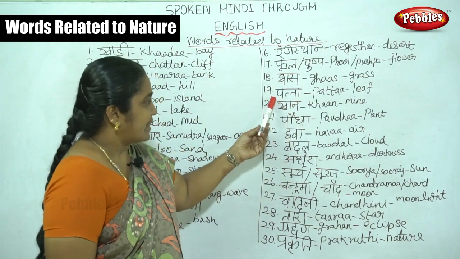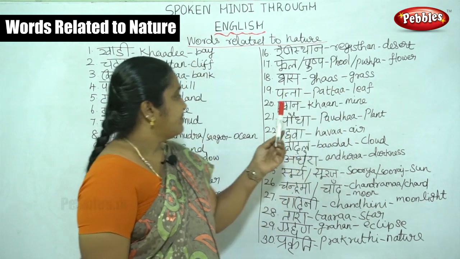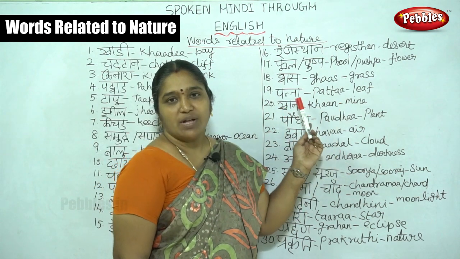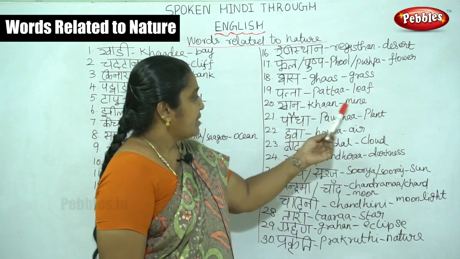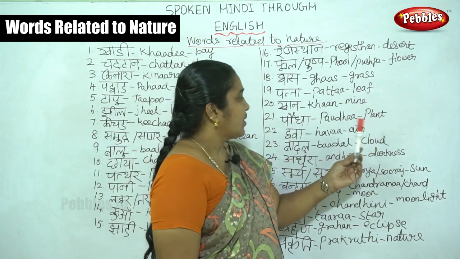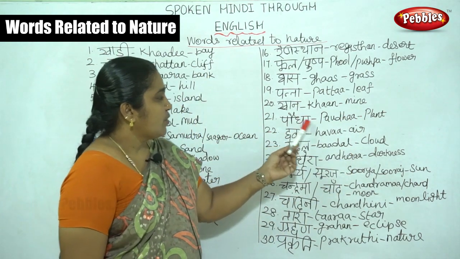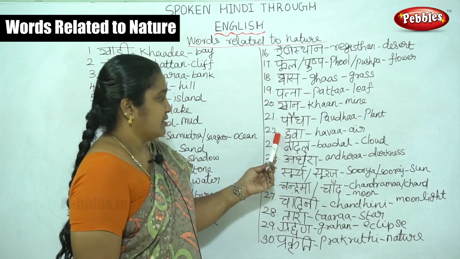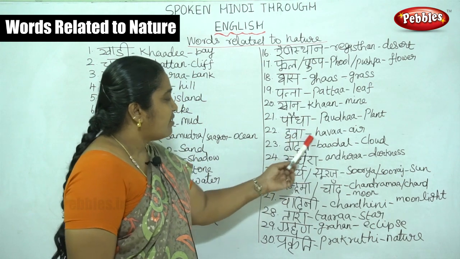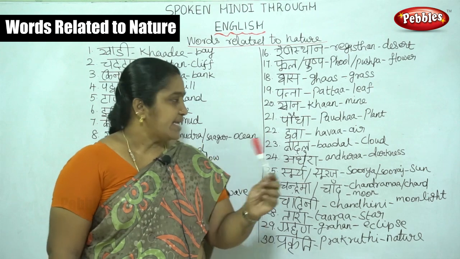Now patta. Patta is leaf. Here corn. Corn is mine. Sonar ki corn India mein hai. Then paudha. Paudha is plant. Hum paudhon ko paal sakte hain. Then hawa. Hawa is air. Thandi hawa aati hai. I can feel the cold air.